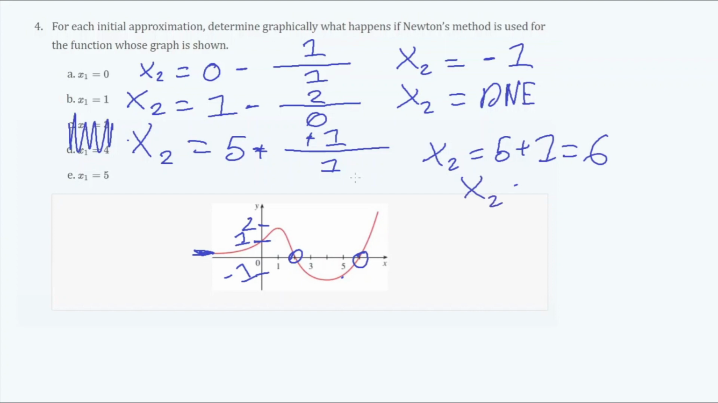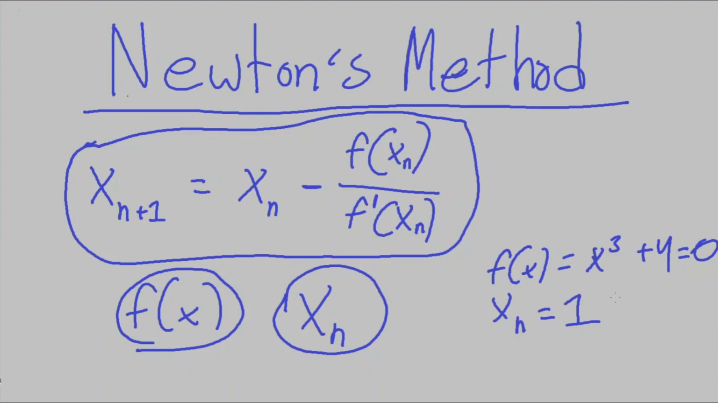So our x2 for E would be a 0. So the x1 approximation of 5 is actually accurate, because it gives us an x2 approximation at a 0 exactly. However, for B, x1 equals 1 does not give us an answer that exists. And for A, the approximation of 0 actually takes us away from a 0. It gives us -1. Alright, so that was basically Newton's method.